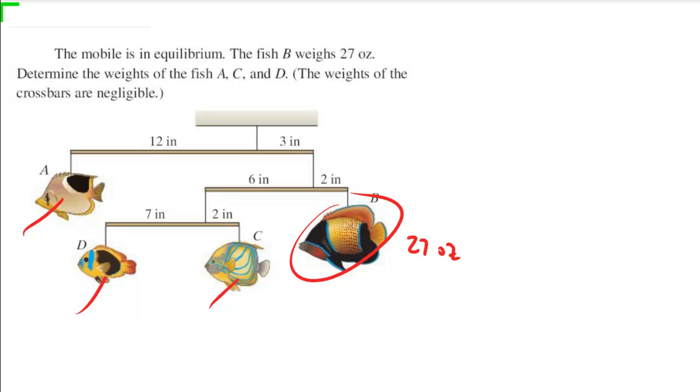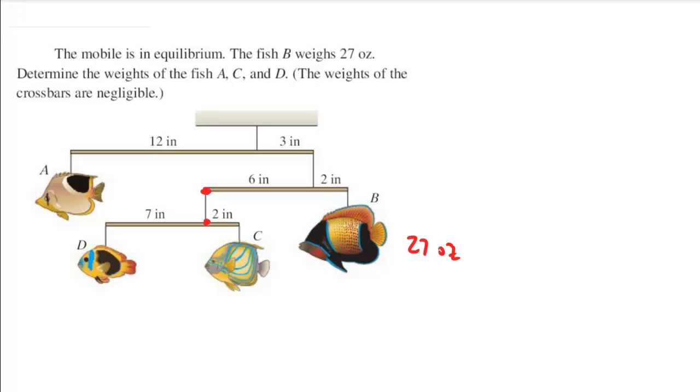It says that these crossbars have negligible weight. And furthermore, we're going to assume that they're free to rotate. This is a string here that's connecting the fish, but also connects the crossbars to the other crossbars. And we'll assume that it's entirely free to rotate without any friction. This is a very reasonable assumption about here and about here, right?